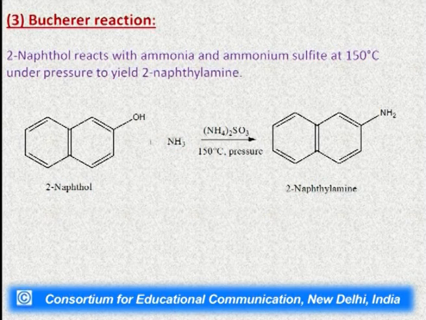Now comes Bucherer's reaction. 2-naphthol reacts with ammonia and ammonium sulfite at 150 degrees centigrade under pressure to give us the 2-naphthylamine product. It is again a reversible reaction. We can also form 2-naphthol from 2-naphthylamine, and here in this case we are getting 2-naphthylamine from 2-naphthol.